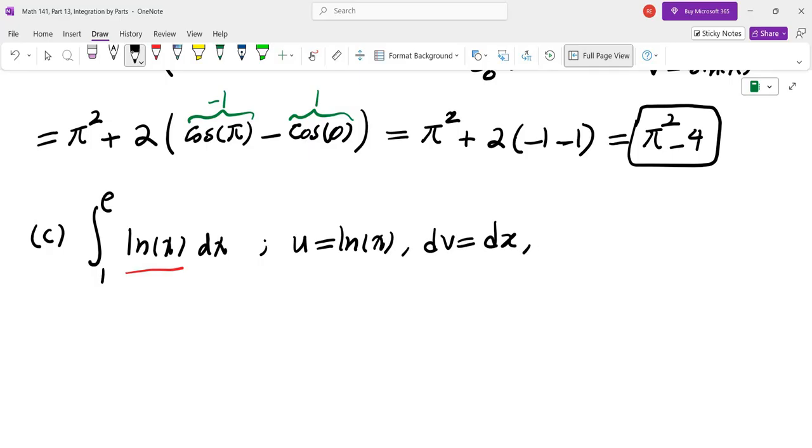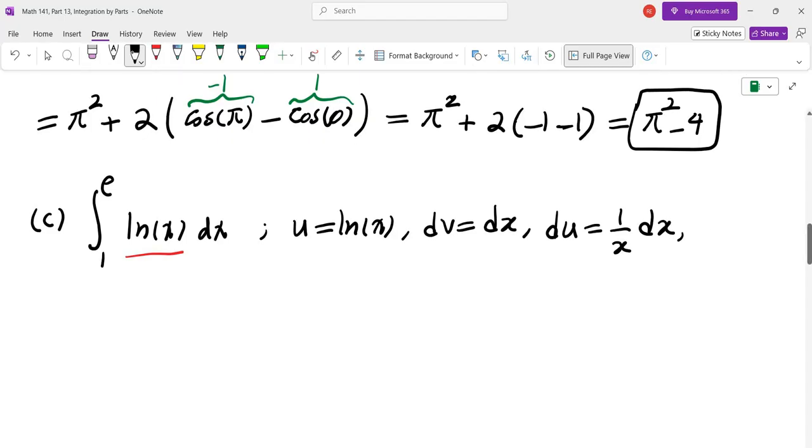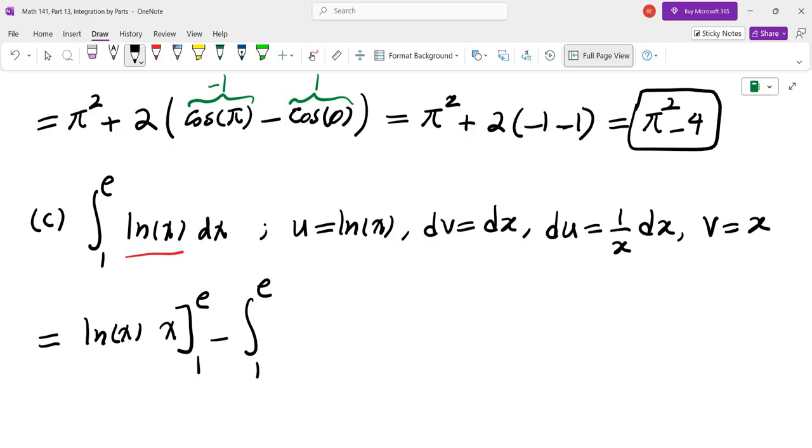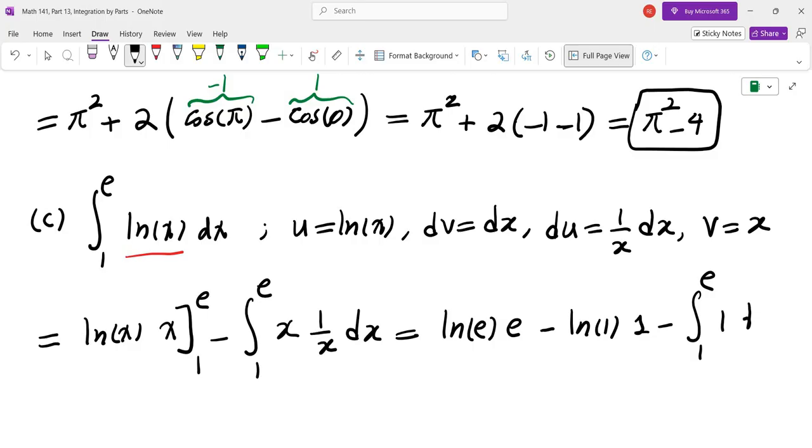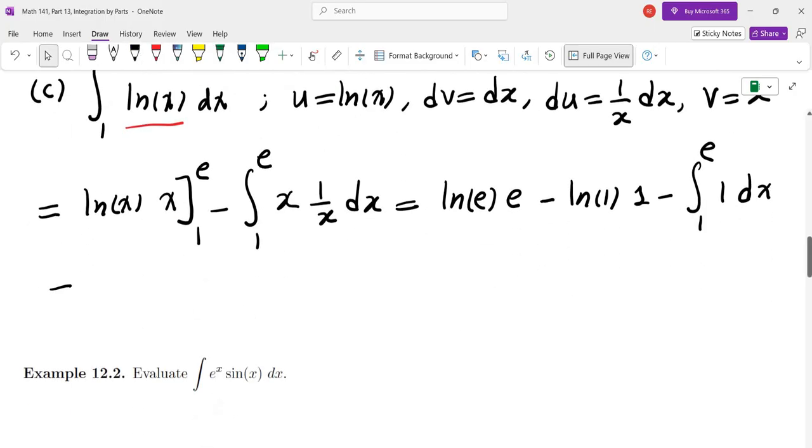If we integrate dv and differentiate u, we get 1 over x dx for du, and for v we get x. So we can write natural log of x times x from 1 to e minus the integral from 1 to e of v du, which is x times 1 over x dx. Let's plug in e. We get natural log of e times e minus natural log of 1 times 1 minus the integral from 1 to e of 1 dx.